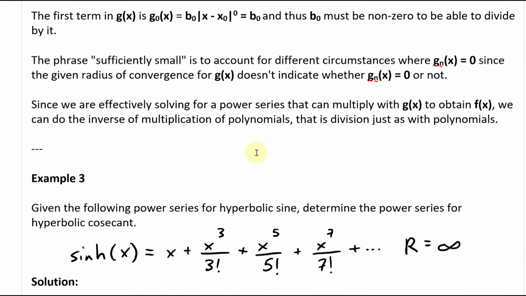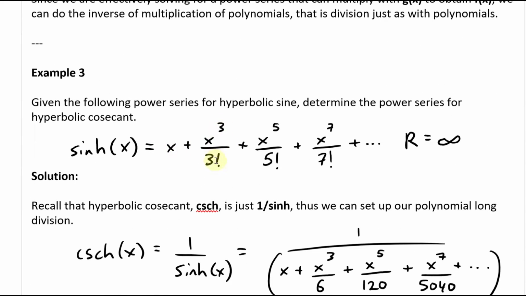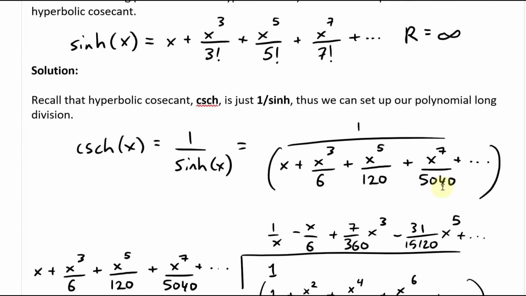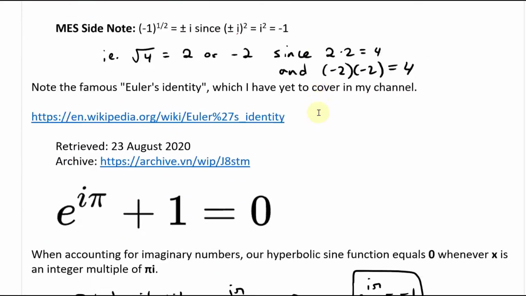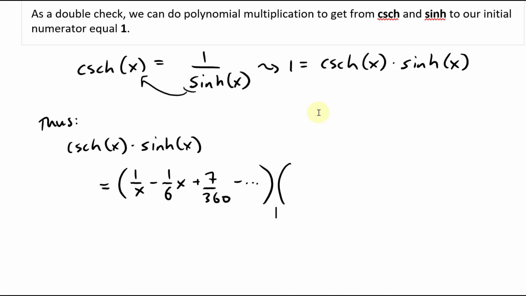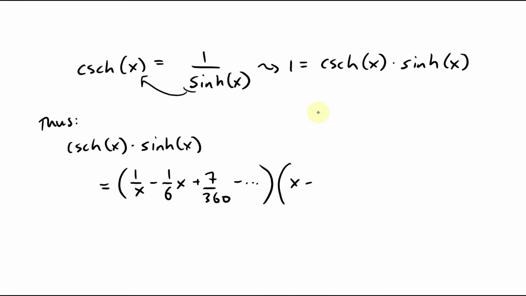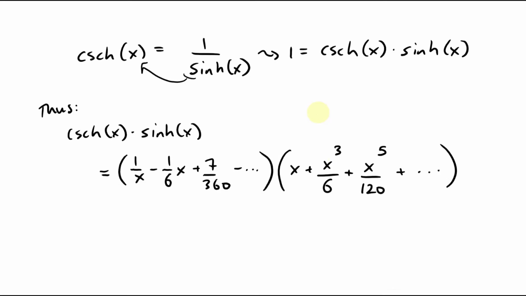Hyperbolic sine of x is just here: x, then x cubed over 3 factorial, that's 6, then 5 factorial, 120, then 7 factorial, 5040, and so on. Those are just the odds. So this is going to be times x, plus x cubed over 3 factorial, which is 6, plus x to the 5 over 5 factorial, which is 120. The next one would be x to the 7, but I'll leave that one out. So just do 3 terms, dot dot dot. And then we multiply this out.